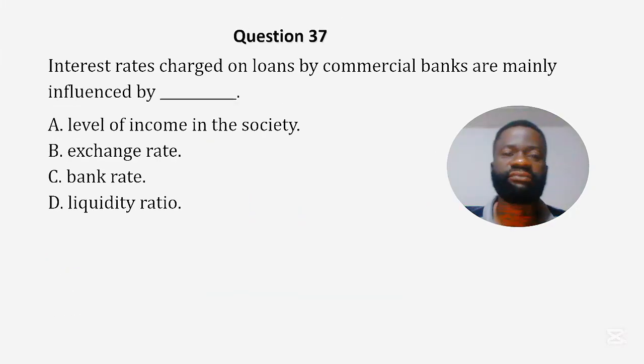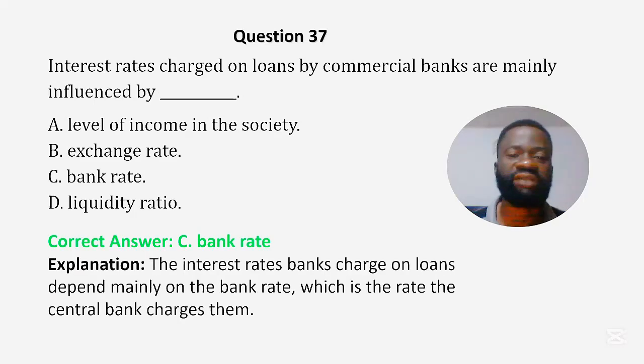Question 37. Interest rates charged on loans by commercial banks are mainly influenced by dash. A. Level of income in the society. B. Exchange rate. C. Bank rate. D. Liquidity ratio. The correct answer is option C.